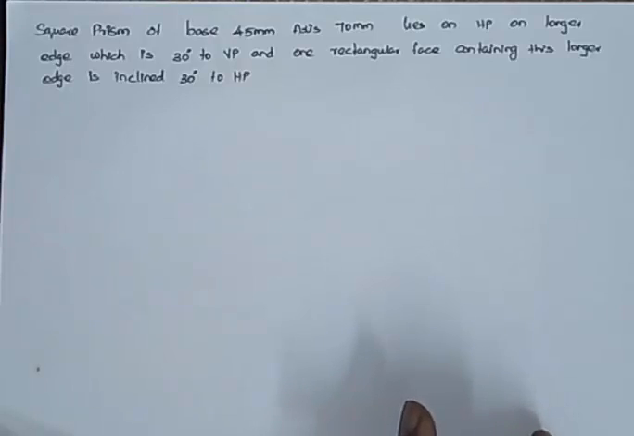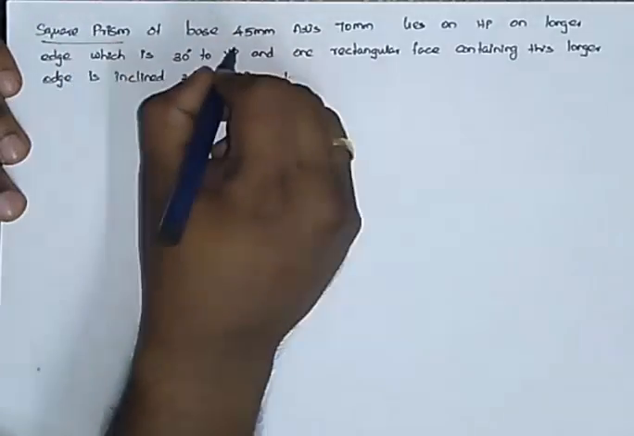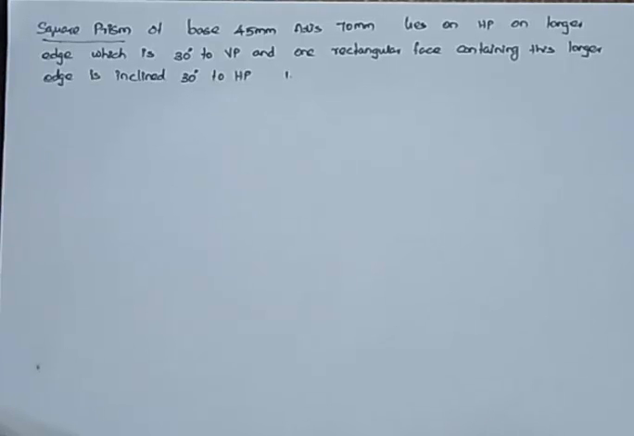Hi everyone, welcome back. The problem given here is a square prism of base 45 mm. So it is a square prism. Square prism of base side 45 mm, axis 75 mm. The next thing is it lies on HP on its longer edge. So the resting condition is given, that is, lies on HP on its longer edge.